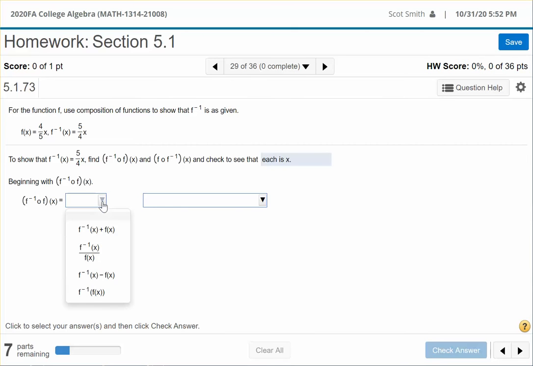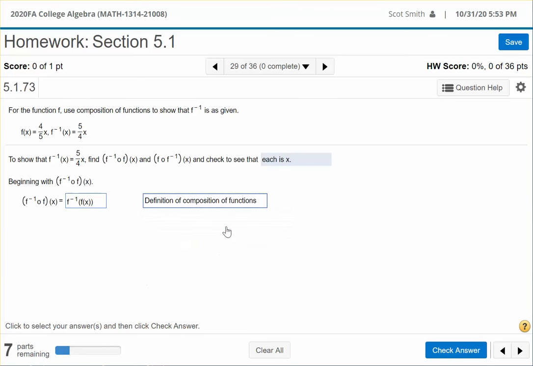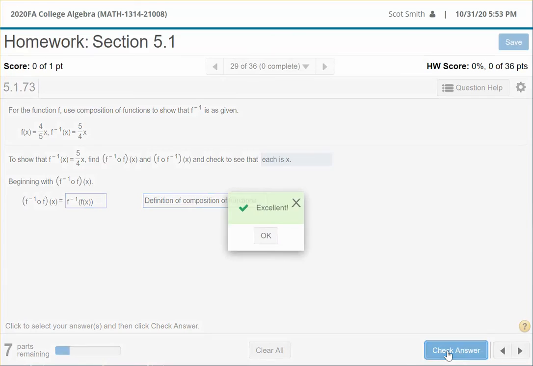And so you can see here, it's f inverse of f of x, which is this last choice here. So when you read this, it's the same way that you read this. And so that's the correct answer. So here's the part where you got to be careful. Now this is actually just the definition of composition of functions. All right, so that should be good. All right, let's move on.